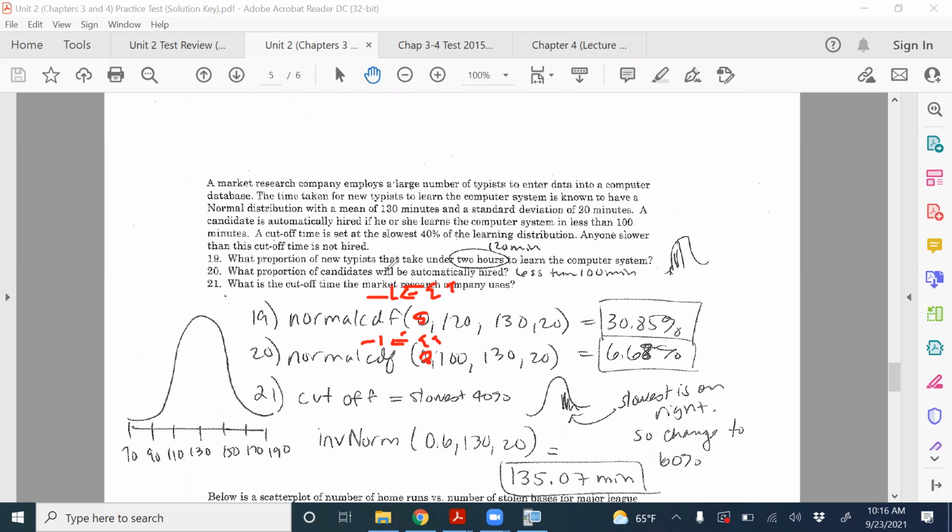And then they say that there's a cutoff. The slowest 40% don't get hired. So that means that high time is not good. You don't want high times. So obviously you want 60% to the left of 40%. You find that, and so if that's your time, you're just too slow.